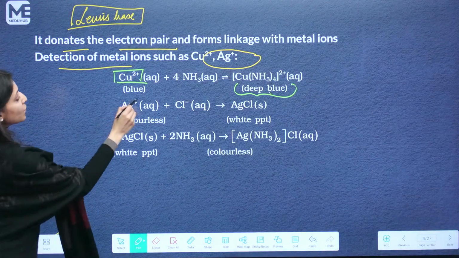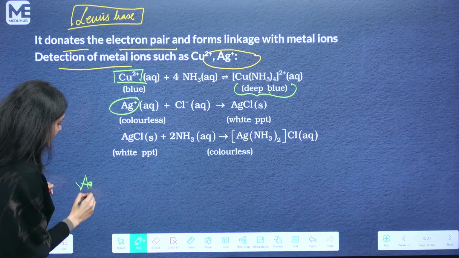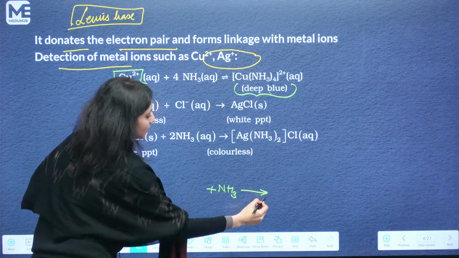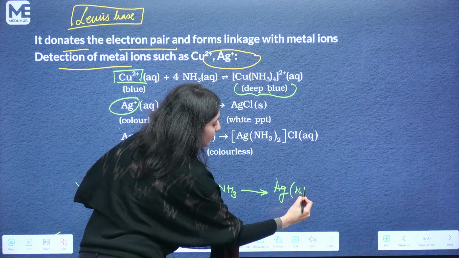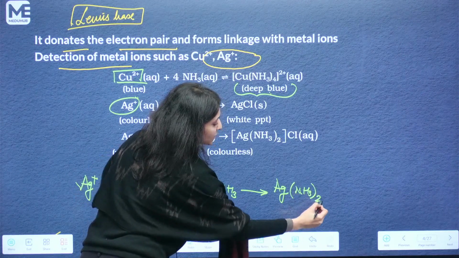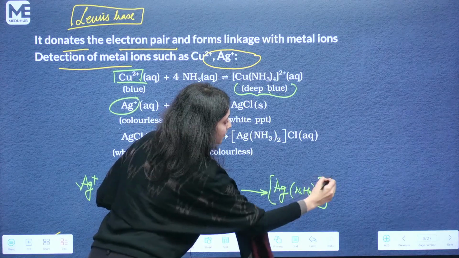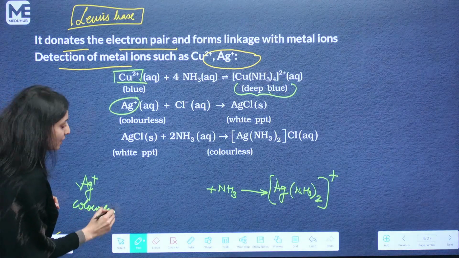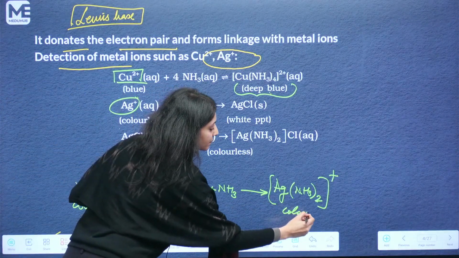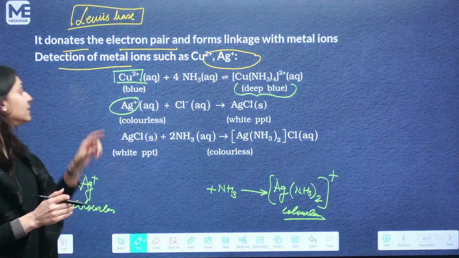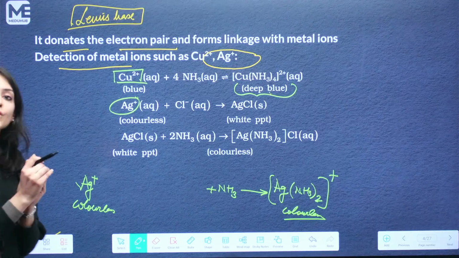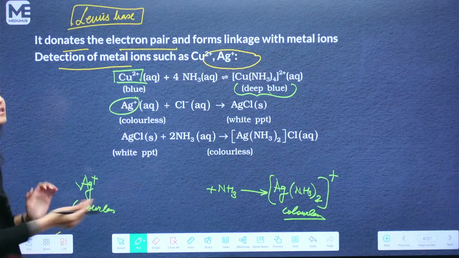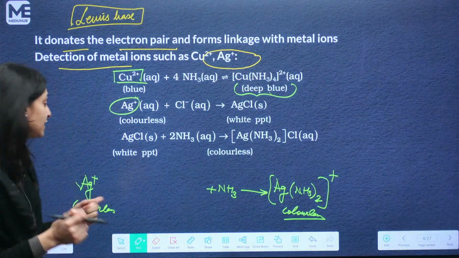Now see what happens in the case of Ag+. So we have Ag+. When it reacts with ammonia, it gives us [Ag(NH3)2]+, a complex with 2 molecules of ammonia. Alright. The problem here is that this is colorless and this is also colorless. So how do you detect? In the case of copper, what was happening? From blue you were getting a deep blue color. So you could see that some change is happening. But if the solution stays colorless, how do you know that ammonia has formed a complex with the metal ion and that metal ion is silver?